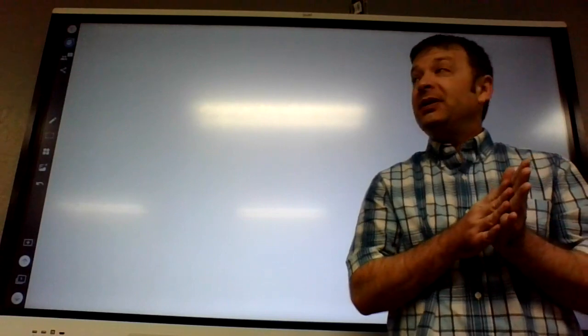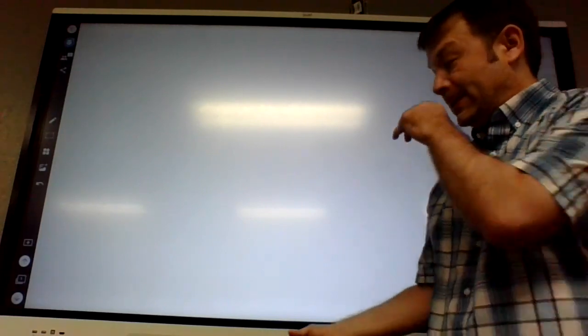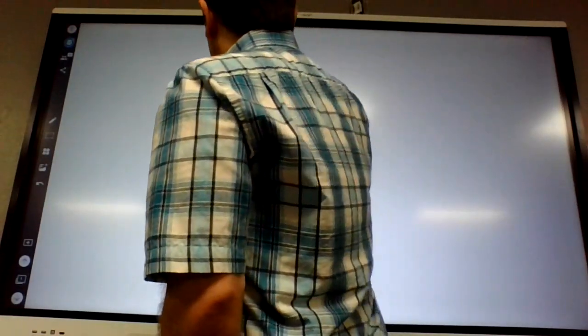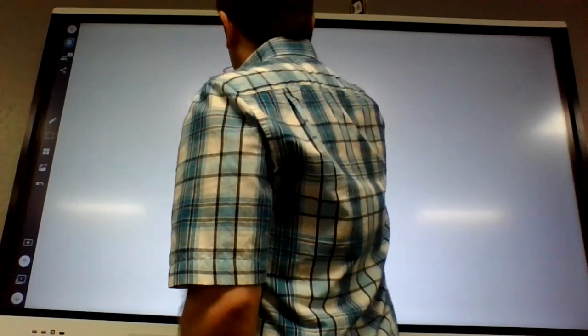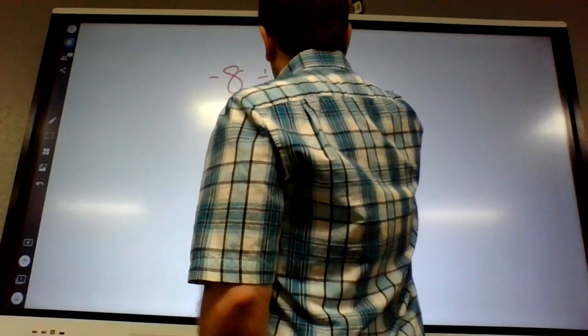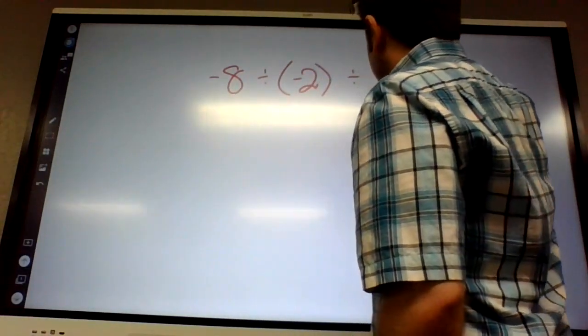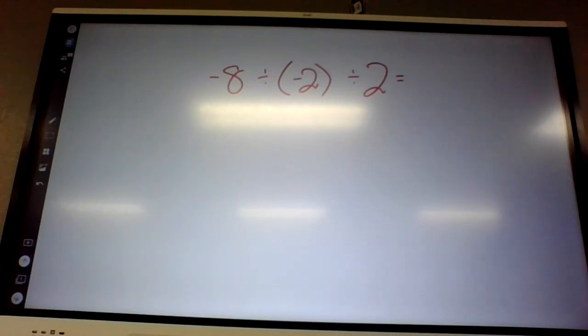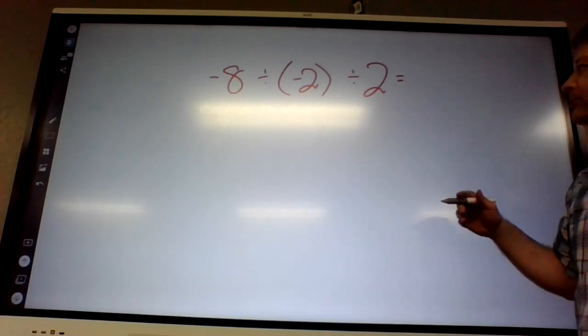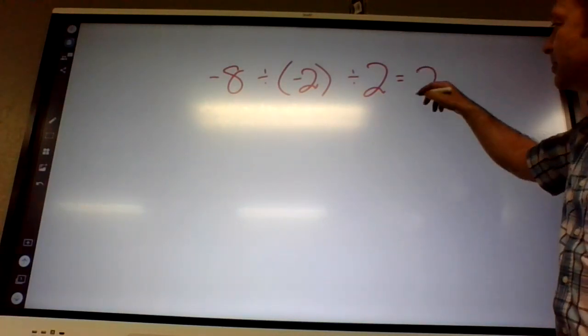That's not much to talk about, because division is pretty much the same thing as multiplication as far as negatives go, right? If you have negative 8 divided by negative 2, is that going to be positive or negative? Positive. Two negatives when you're multiplying or dividing are going to be positive. So that would be positive 2.